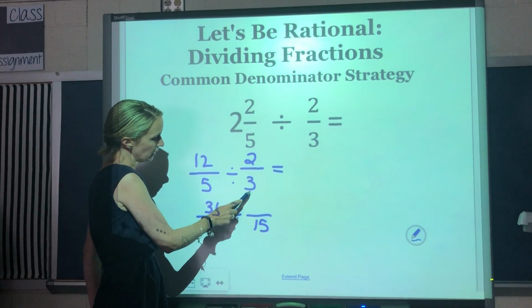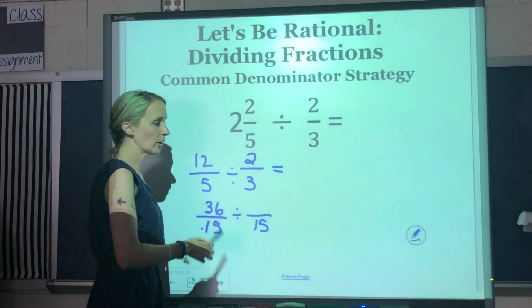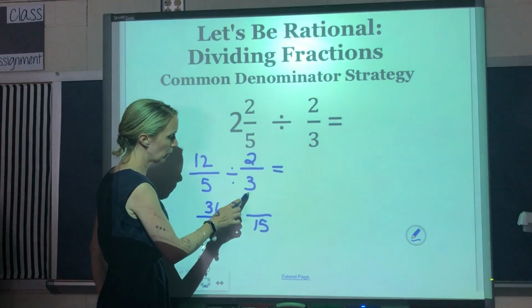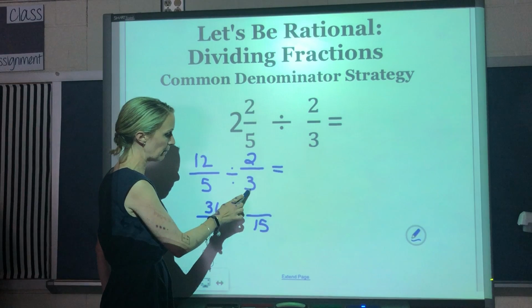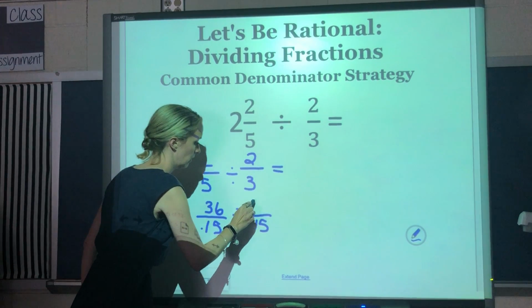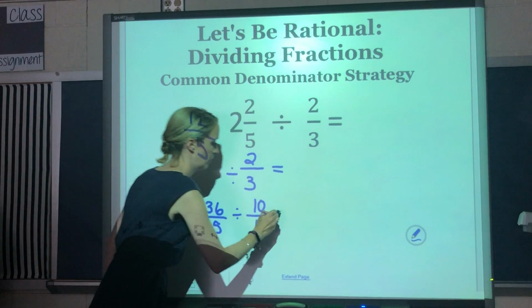So same thing on this side. So I say, okay, what I do to my denominator, I do to my numerator, because we were making equivalent fractions. So how I get from 3 to 15, I multiply by 5. So 2 times 5 is 10.